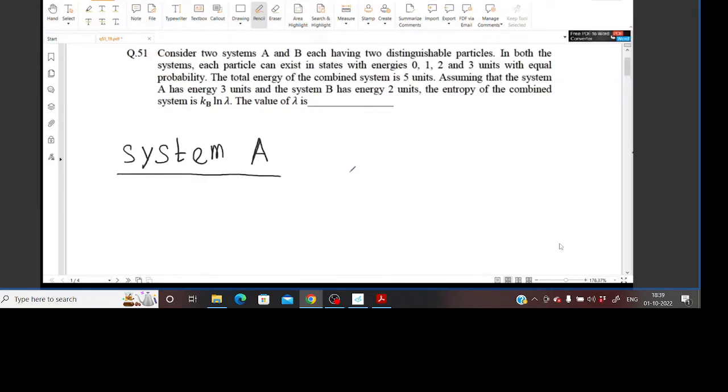There are two particles in system A and the particles are distinguishable. We denote them with different symbols. We denote the first particle like this and we denote the second particle like this. There are four energy levels with energies 0, 1, 2 and 3 units. The system A has energy 3 units.